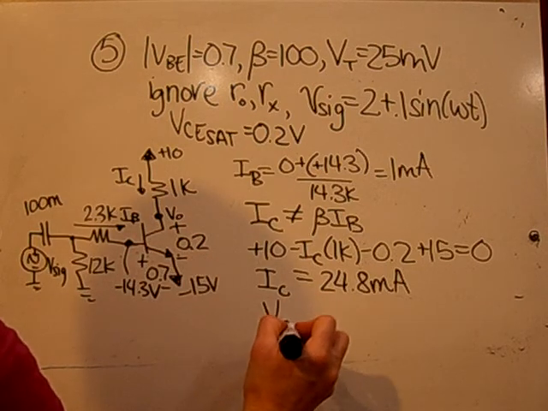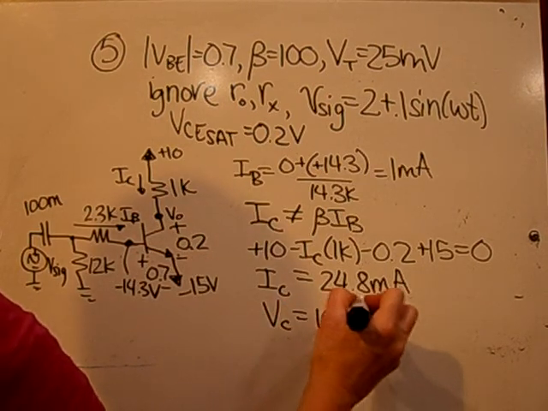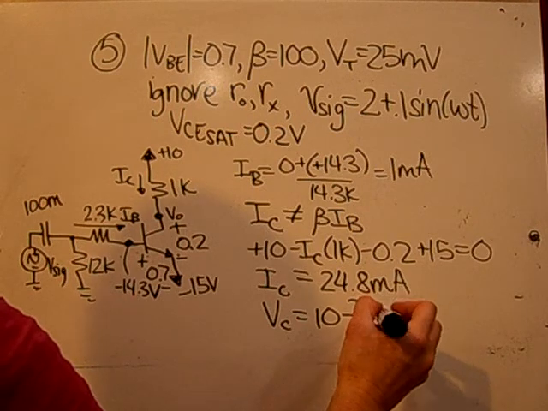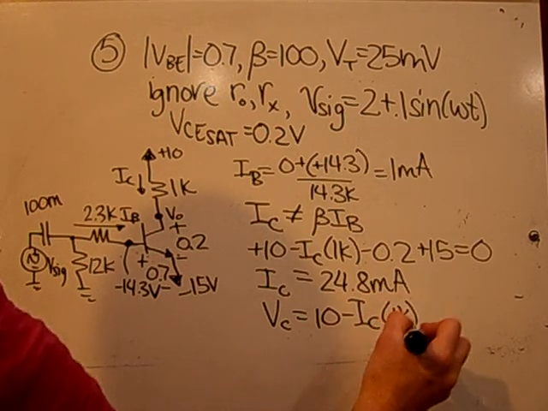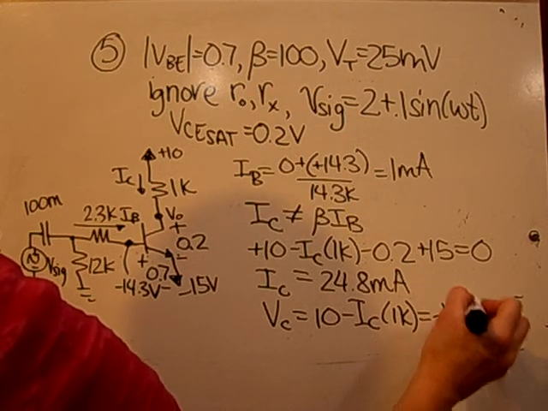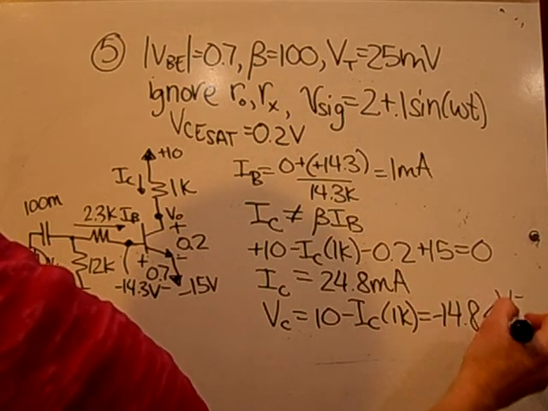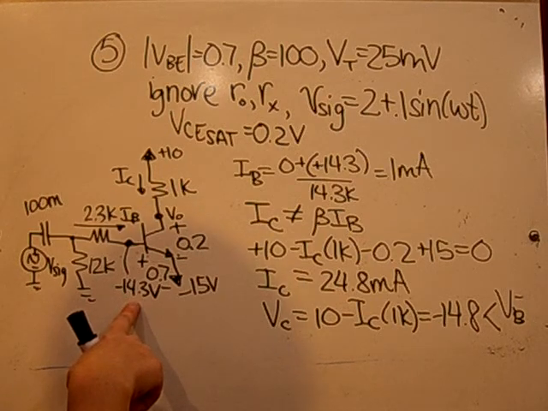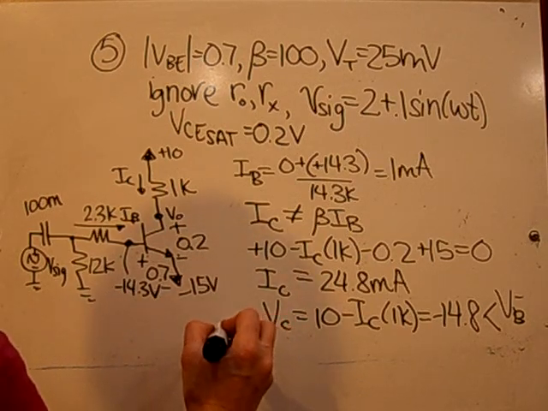So VC is 10 minus IC times 1K, which is minus 14.8, which is less than VB, which is minus 14.3. So it is saturated.